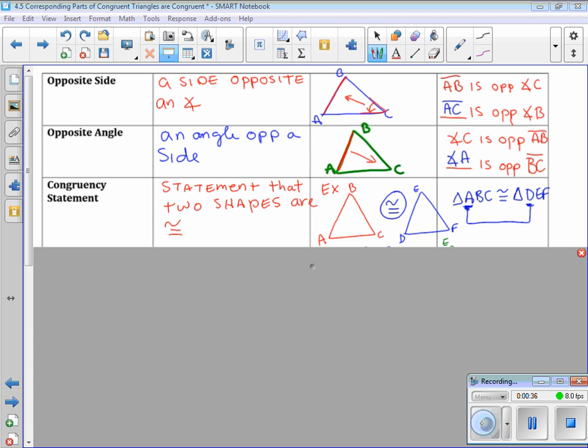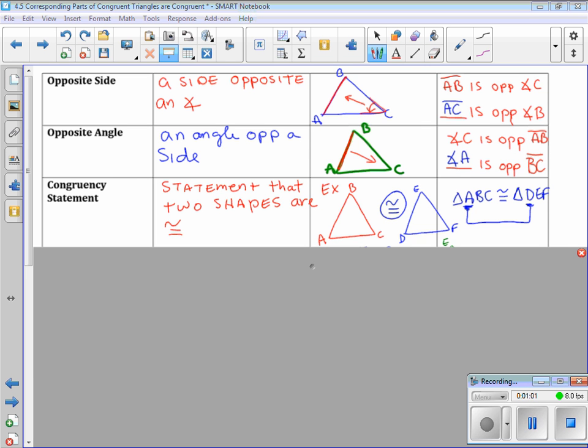Let's move on. First up is vocabulary. We're just going to add two pieces to our vocabulary list. Hopefully you have this sheet ready to go and you just add it in there. A congruent statement is a statement that shows two shapes are congruent. Here I have two triangles, and we're working with mostly triangles in this chapter, so I'm just using these two triangles as an example. These could have been pentagons or whatever.